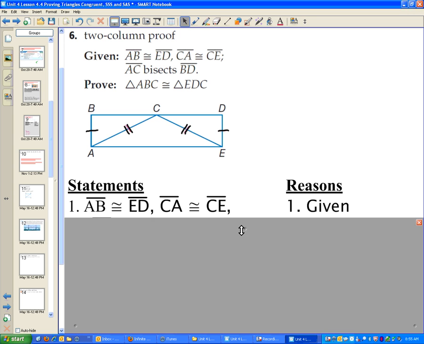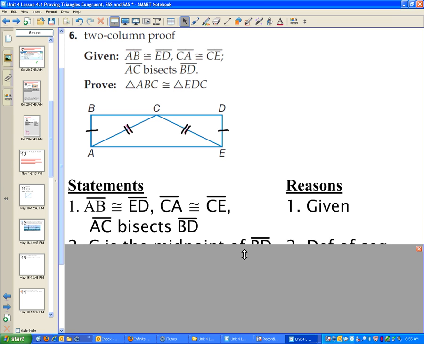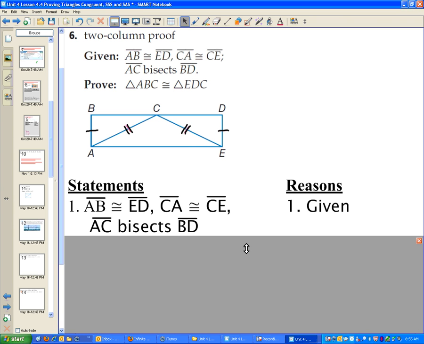So our given information is that segment AB is congruent to segment ED, segment CA is congruent to segment CE, and segment AC bisects segment BD. The reason for all three of those is given. The only time you put more than one fact in a statement is when they all have the same reason. As long as they're all given, we can put them all as statement 1.